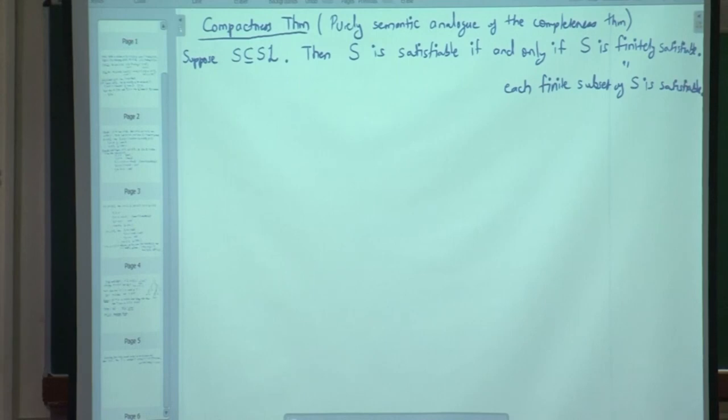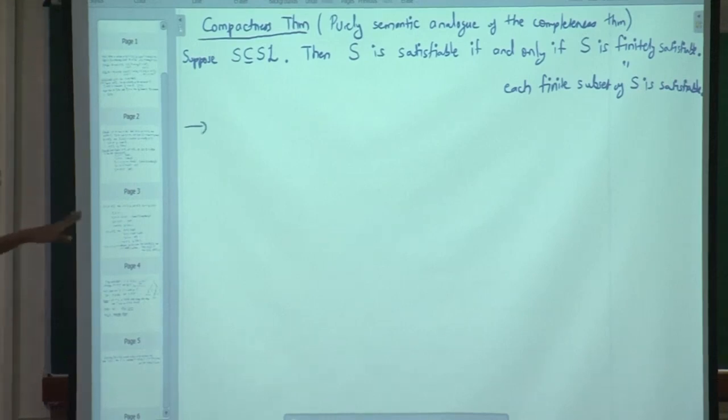Now, which one do you think is easier to verify? That S is satisfiable, or each finite subset is satisfiable? Although there are infinitely many of them, that part is still easy to do. And whenever you see the word finite, what comes to your mind in the context of propositional logic? We have seen something that is always finite. Length of a proof is finite, and as a consequence of that, what did we prove? The finite character lemma. If there is a proof of T from an infinite set, then there is a proof of T from a finite subset. And this is simply the analog of that. So let us prove it very quickly.